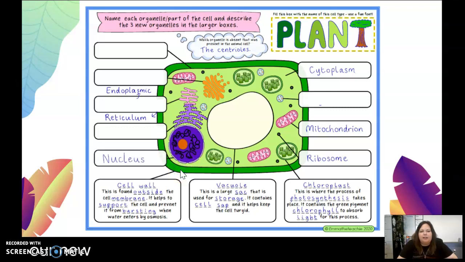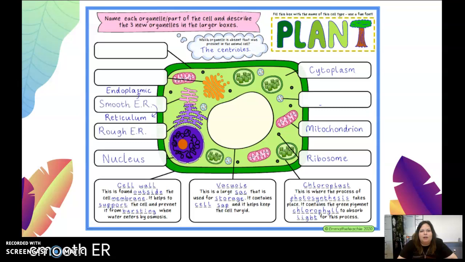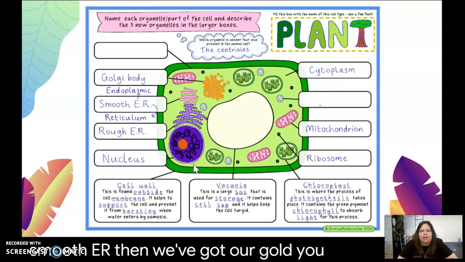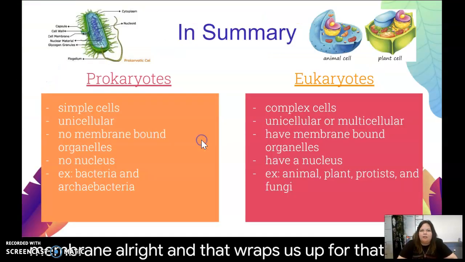Then we've got our nucleus, okay? Our rough ER again. Then we got our smooth ER. Then we've got our Golgi body and our cell membrane. All right, and that wraps us up for that one.